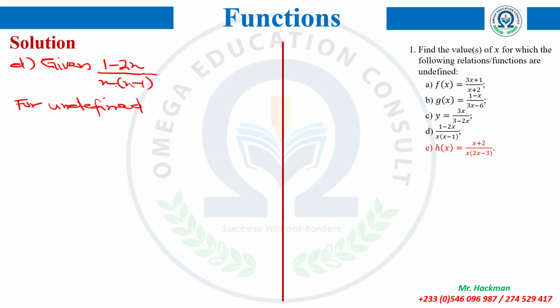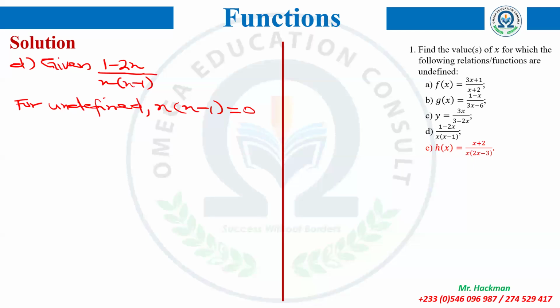And remember, you don't leave any line unattended to. So from here, this will occupy my first line, my second line. So I'll have 2 lines occupied. Then the next line will be where I write for undefined. I don't leave any line unattended to. So for undefined, my denominator function, which is x into x minus 1, should be equal to 0. Is that clear?